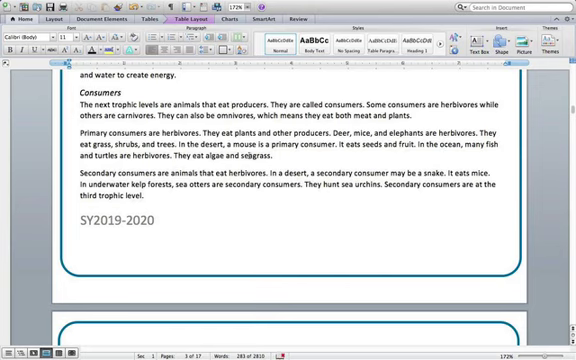In the desert, a mouse is a primary consumer. It eats seeds and fruits. In the ocean, many fish and turtles are herbivores. They eat algae and seagrass.